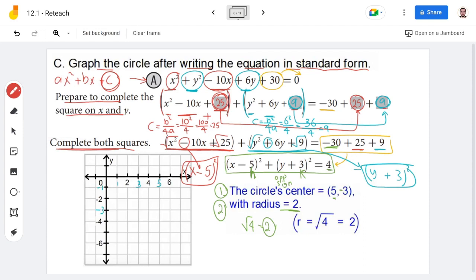Now plot the first point, 5 and negative 3. So this is your center. So now from your center, we need to go right, left, up, and down. Everything two steps from the center. So two steps to the right, 1, 2, put a point here. 2 up, 1, 2, put a point here. 2 to the left, 1, 2 here. 2 down, 1, 2 here. So now what you have to do is just connect the points to draw your circle, and your circle should be like this one here. So this one is your circle.